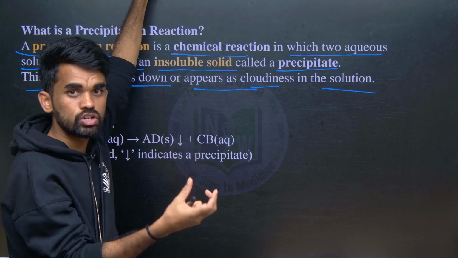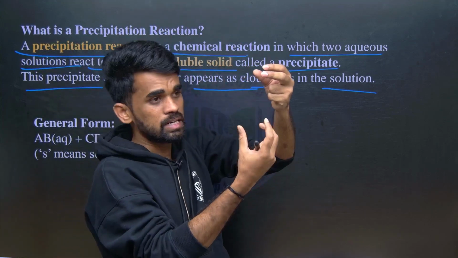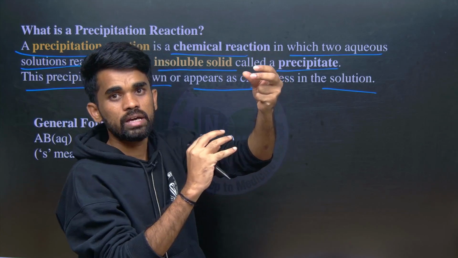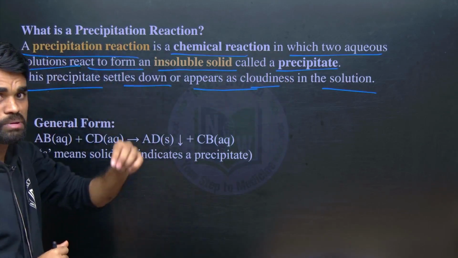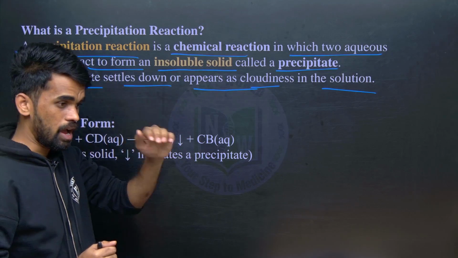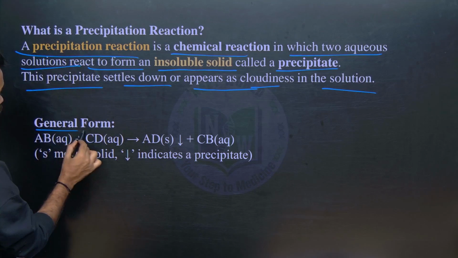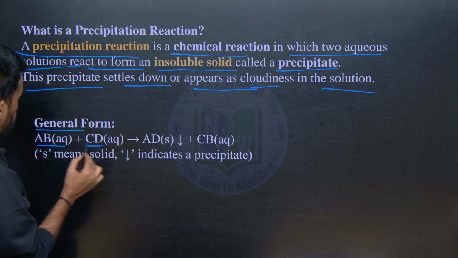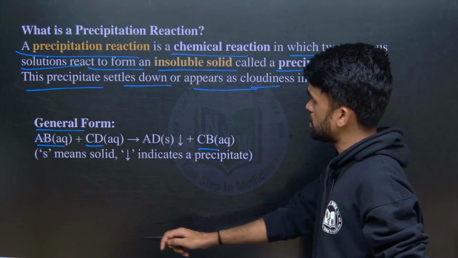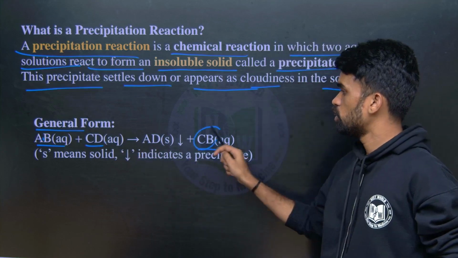If you are doing the reaction in a test tube, then we will be seeing a cloudy mass. Otherwise that cloudy mass will settle down at the bottom, which looks like a precipitate. I hope it is clear. That will be insoluble in the solution, that's why it is at the bottom of the test tube. Now the general form, how we write it: AB + CD forming AD and CB. See, here also exchange, right. So AD is a new compound, CB a new compound.